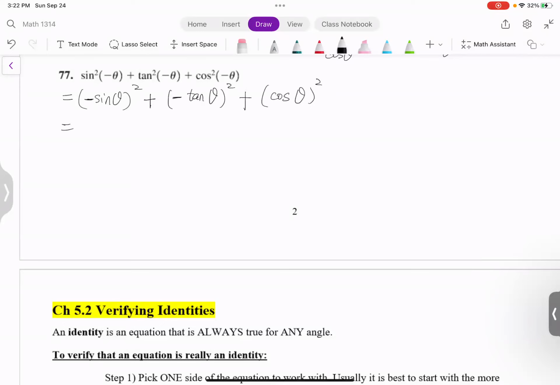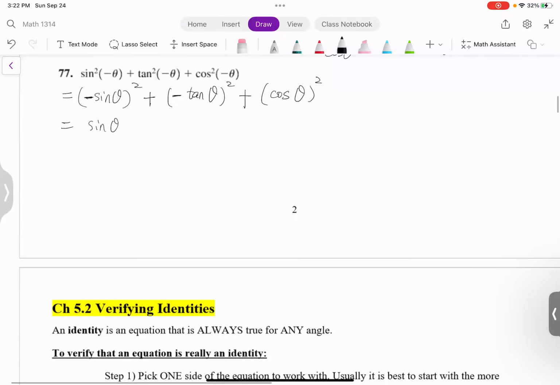Second step, I square a negative number, I'm having a positive number. I have sine theta squared plus tangent theta squared plus cosine theta squared. So first term, last term, it is 1. 1 plus tangent theta squared. So can you continue to simplify the two terms into one term? Yes, 1 plus tangent theta squared. It is secant theta squared.